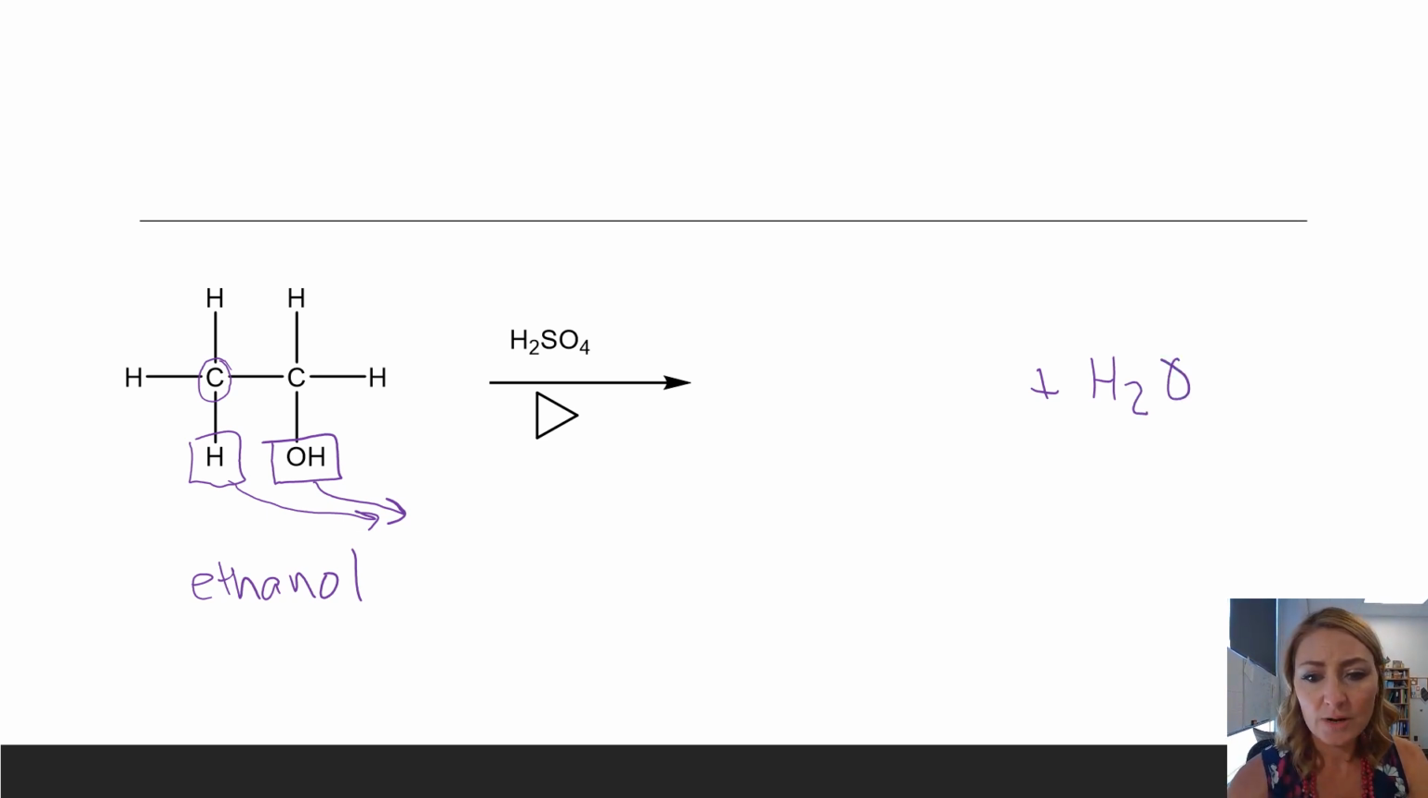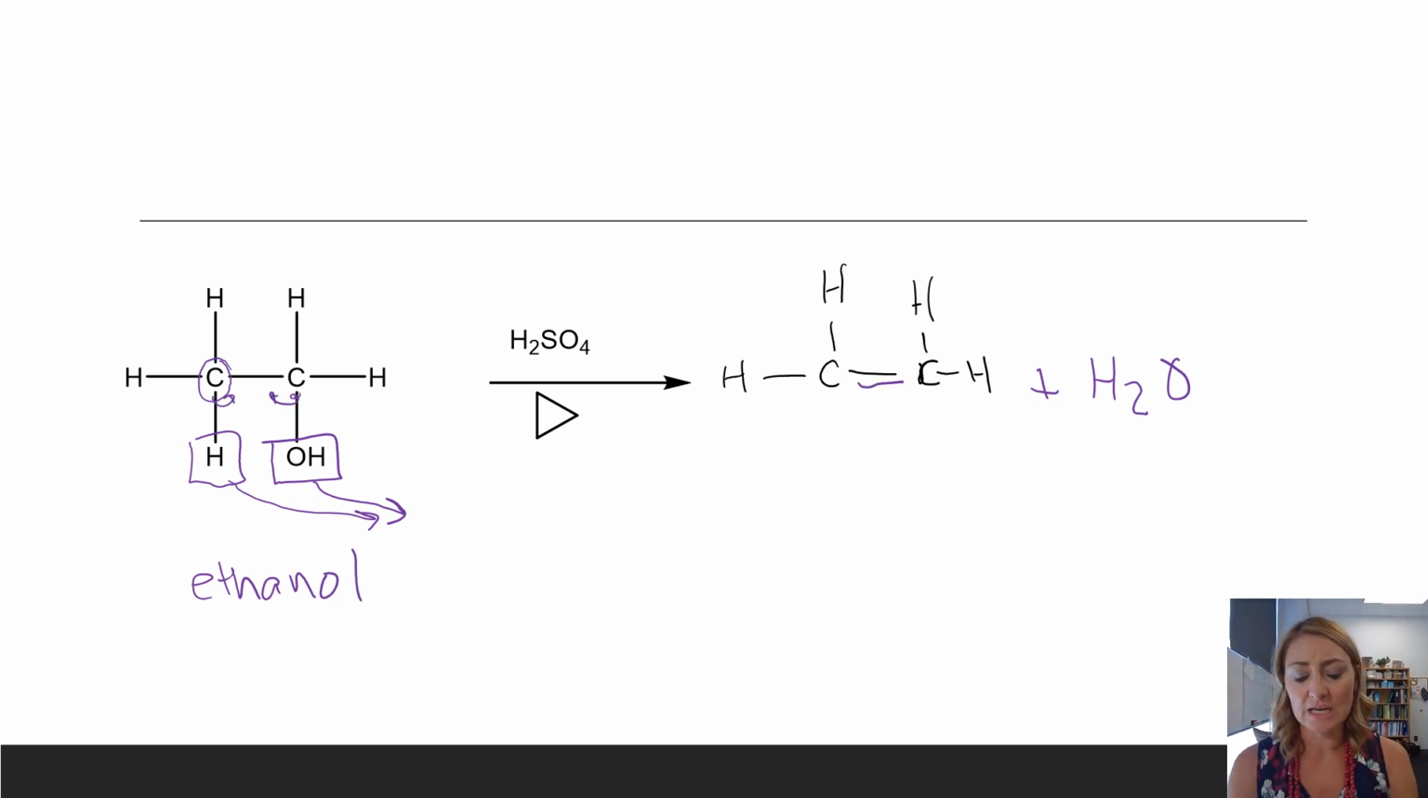All right, so what I'm left with, and I'm going to draw this in kind of a funky way just so we can see what it looked like prior to the dehydration versus what we have after. When I remove that, we now have a spot for a double bond to form so that we can maintain that octet. I should have used colors other than purple and black. Mistakes were made. We're going to move forward anyway, though.